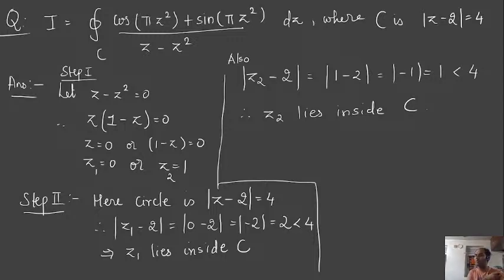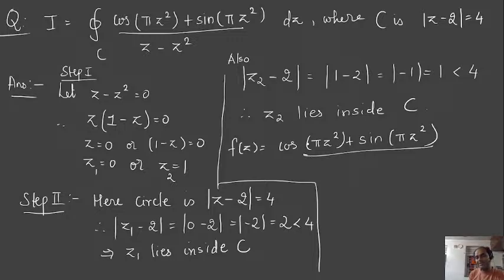Again, story goes the same. At this stage you can define the function also. So the function is f of z is equals to cos pi z square plus sin pi z square divided by, now see the denominator, instead of writing z minus z square, it would be a good advice if you factorize and write it.